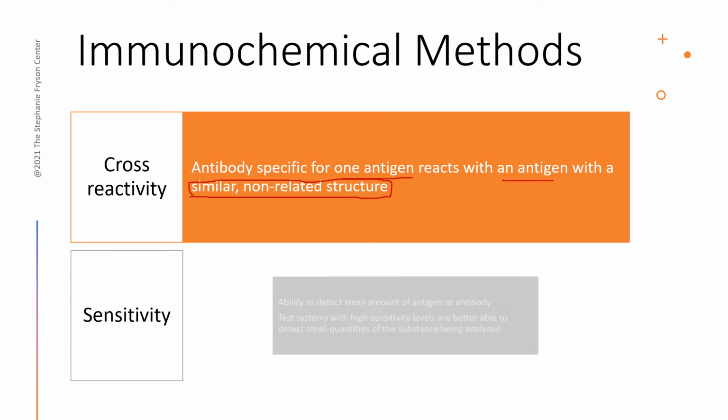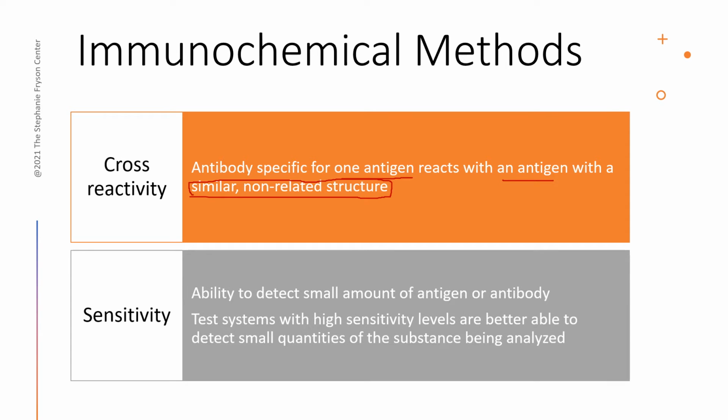Here's another term, sensitivity. Sensitivity is the ability to detect small amounts of antigen or antibody. Test systems with high sensitivity are better able to detect small quantities of the substance being analyzed. So the sensitivity wants to know that, yes, there's Staph aureus here, even if there's just a tiny bit.